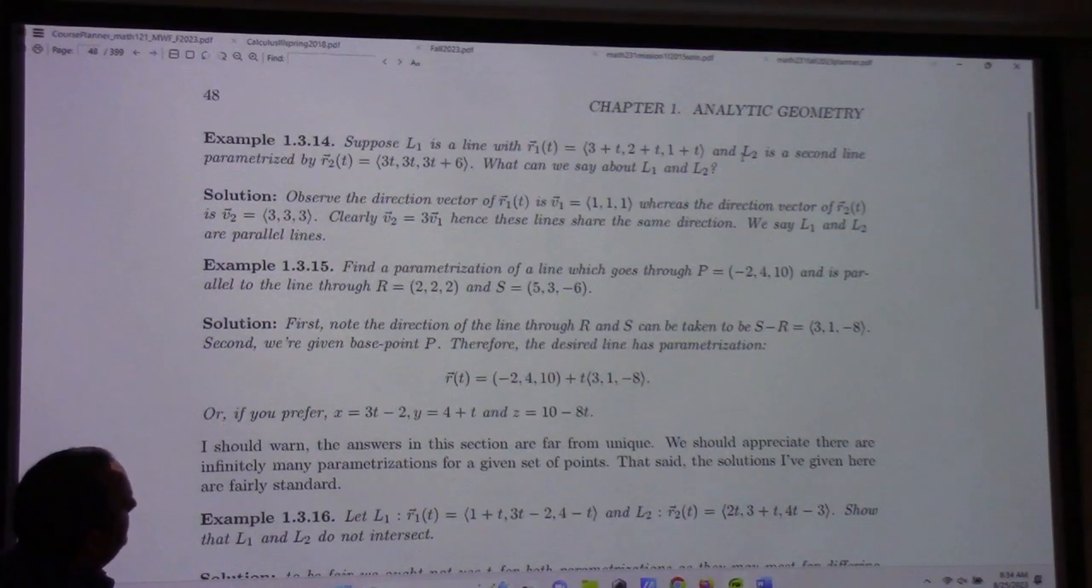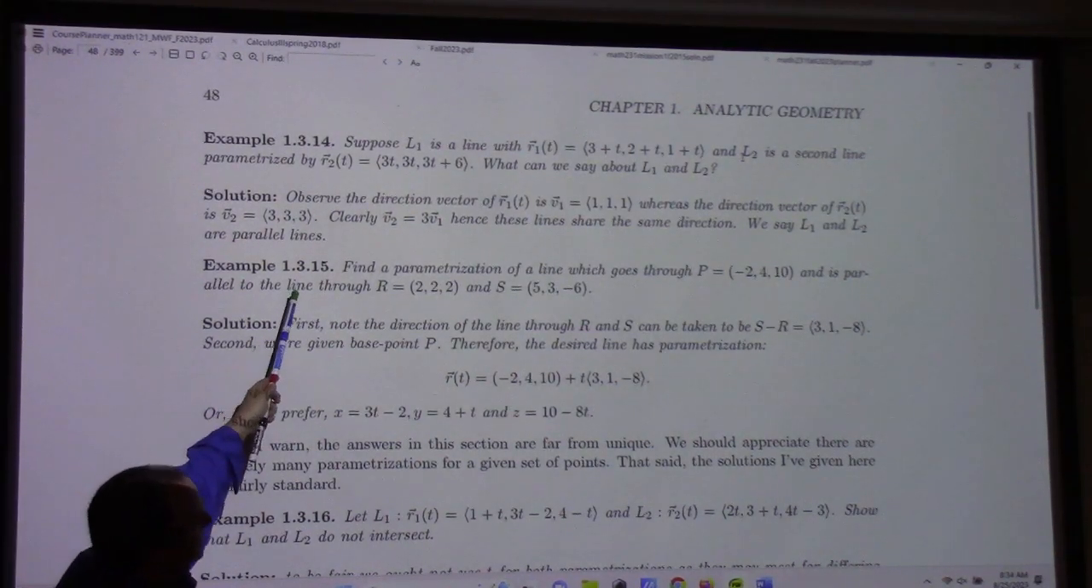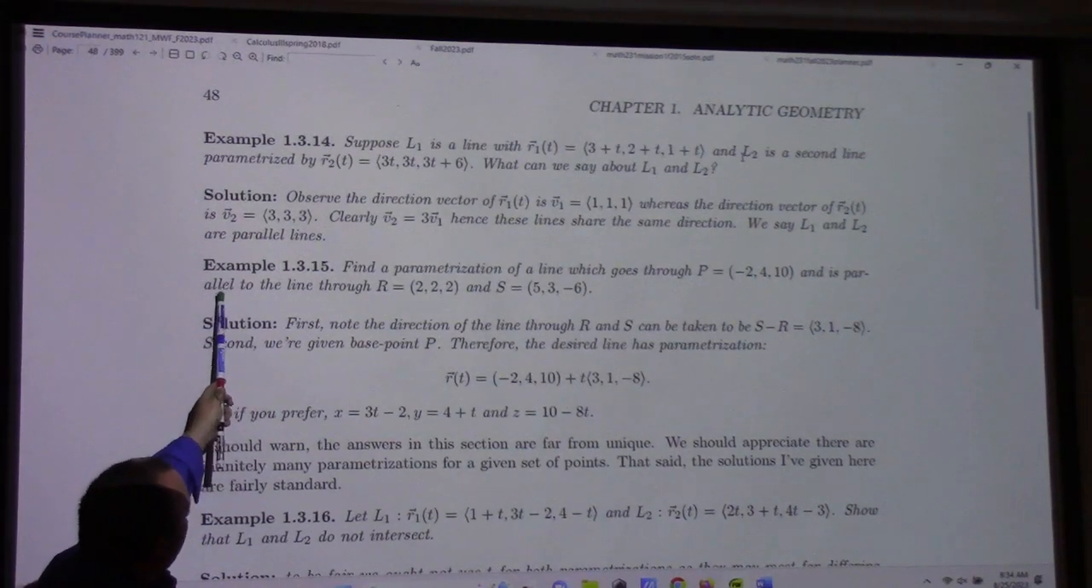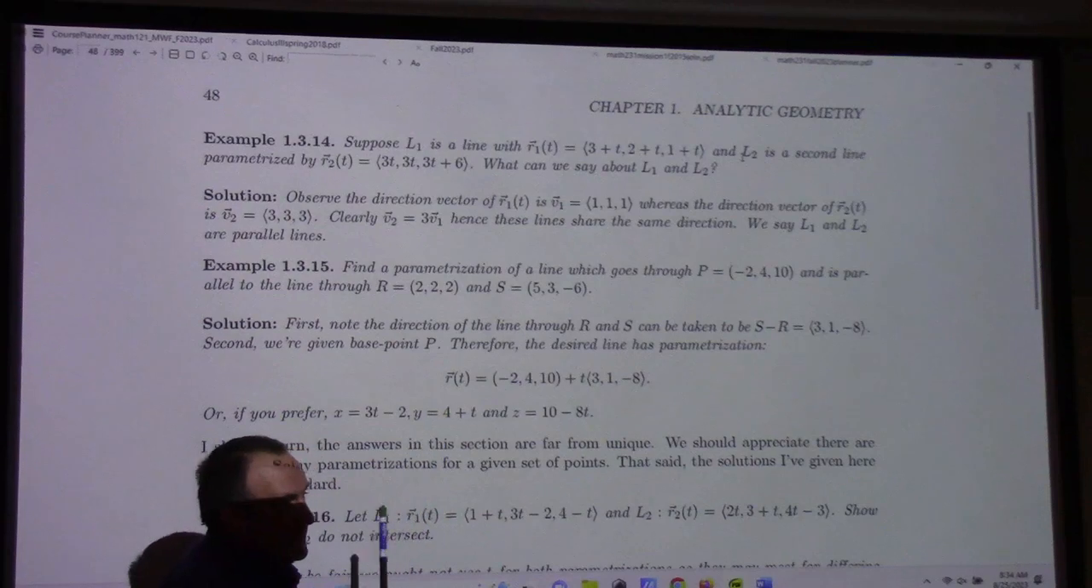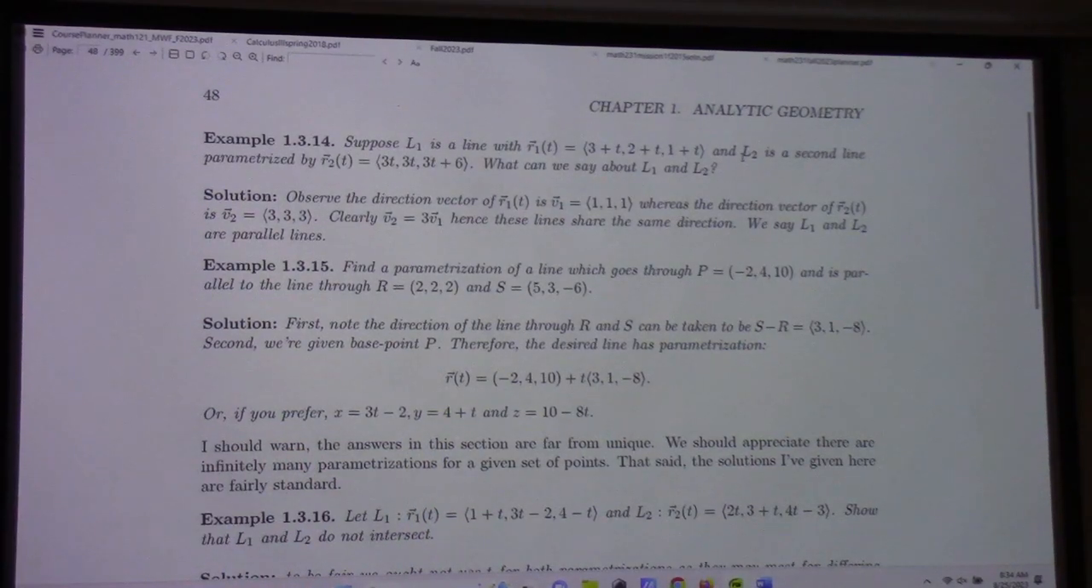Now here I've asked for a parameterization of a line which goes through that point and is parallel to the line through this and that, right? So basically you can just take the directed line segment from those 2 points. That gives you the direction vector, and use the point which is given as a base point.